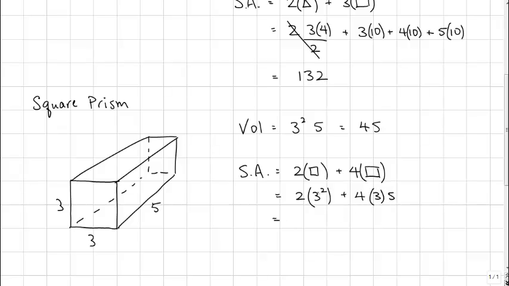And here we end up with 2 times 9, which is 18, plus 12 times 5, which is 60. And we end up with a surface area of 78. So you can call it 78 square units. If no units are given, it's quite common in math just to write the surface area as 78. But of course, if it's in centimeters, it'd be square centimeters. If it was in feet, it would be square feet.